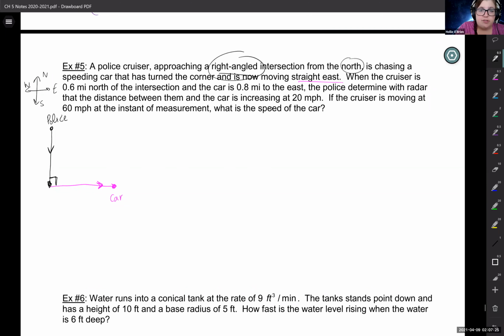Okay, so police cruiser, got that. Remember yesterday when I was talking about taking a Polaroid, a little snapshot? That's what this is. We're saying the cruiser is this far north and the car is this far east. This is a single instant in time. I'm in a helicopter, and I take a picture of the location of everything.